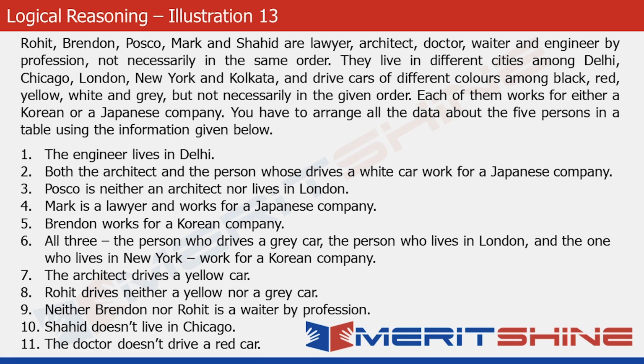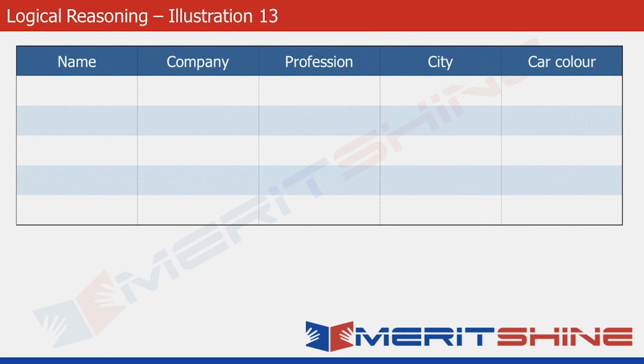Let's proceed with solving the problem now. The first step would be to make a table like this. The table contains 5 columns. The first is name, then company, then profession, city, and car color. Now let's look at the statements and start filling this table.